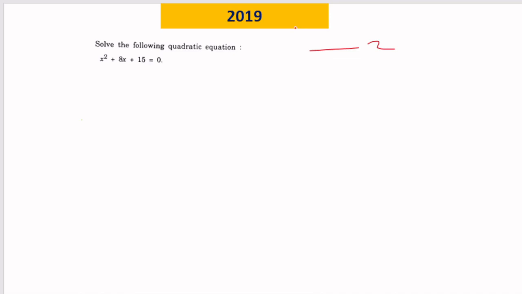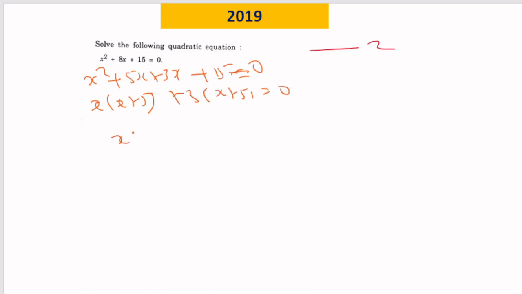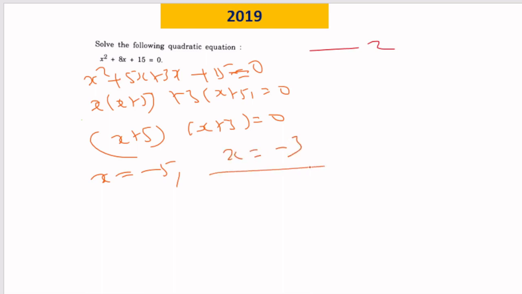Let's move to the next. Solve the following quadratic equation. You can use any method, whichever method you know. But here the factorization is very easy: x² + 8x + 15 = 0. Factorization method you can use. So x(x + 5) + 3(x + 5) = 0. So x + 5 or x + 3 equal to 0. Your answer is either x = −5 or x = −3. That's your answer. Isn't it easy?